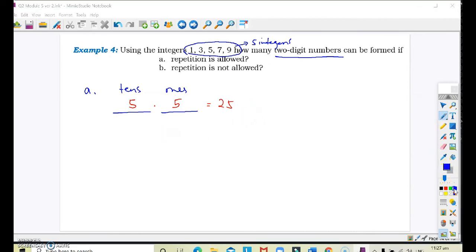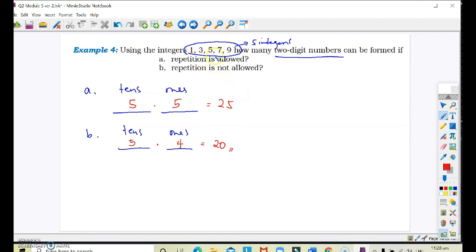Now, what if we are supposed to answer letter B? This time, repetition is not allowed. So again, we're going to form two-digit numbers, but this time, we're not allowed to repeat the numbers that we're going to use. So in the tens digit, definitely we have 5 choices, but in the ones digit, whatever we use in the tens digit cannot be used in the ones digit anymore. So out of the 5 integers, if we already used 1, how many choices do we have for the ones digit? We have 4 choices for the ones digit. That means 5 times 4, multiplying this, we only have 20 items in our sample space.